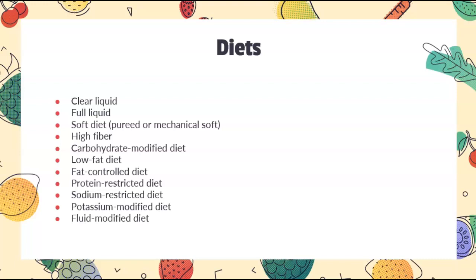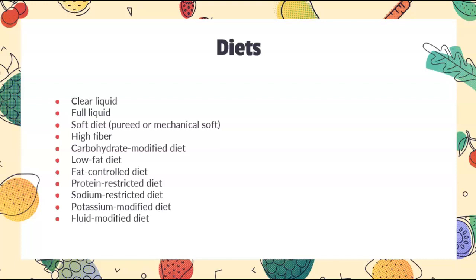Fluid modified diet. A fluid restricted diet might be seen in end-stage renal disease, congestive heart failure, or after a myocardial infarction or a heart attack, because we need to control the amount of fluid that's in the body. They might be restricted to 500 to 750 mLs, or 2 to 3 cups, plus the amount of urine output.